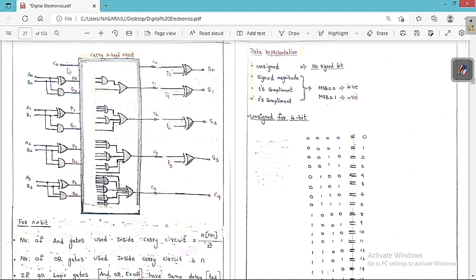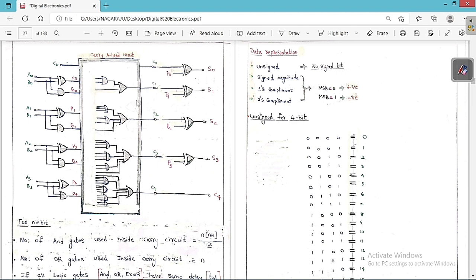C0 is already available, and as already told, we take this as C0. Initially, the default is 0. C0 is always equal to 0, because it is our input for the first adder, so by default we keep it as 0. So this is basically C0, and we take it as it is.